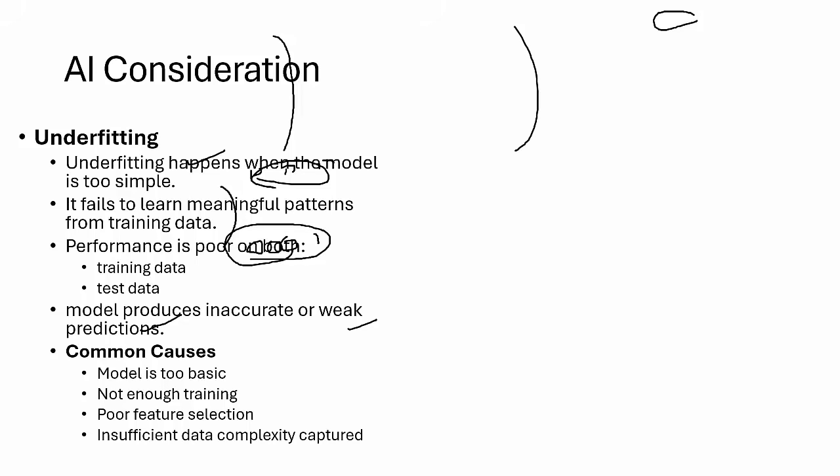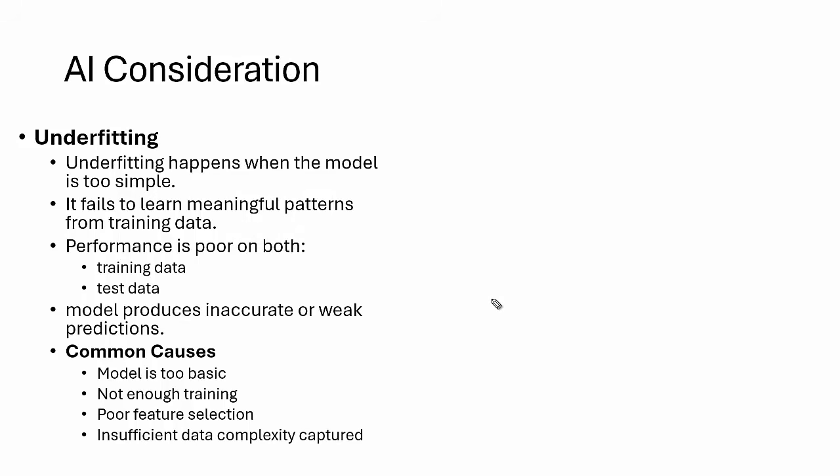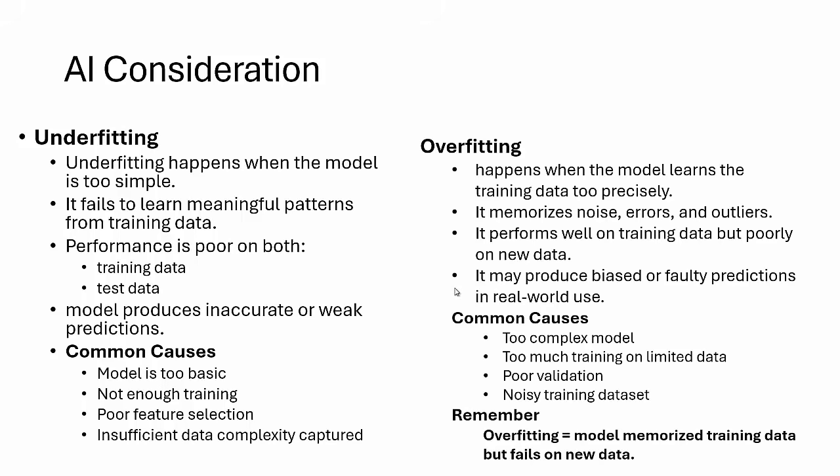I want to give more time to underfitting and overfitting. As I said, underfitting happens when the model is too simple. Performance is poor on both training data and test data, and it produces inaccurate, weak predictions. It is too basic, with not enough training. It can be bypassed by new attacks and so on. But overfitting happens when the model learns the training data too precisely. It memorizes the noise, errors, and outliers. It performs well on training data but poorly on new data. Common causes are too much complexity, poor validation, and so on. So as I said, underfitting gives weak predictions, but overfitting fails in real-world situations. Is it clear? With overfitting, training performance was excellent, but new data is unpredictable.